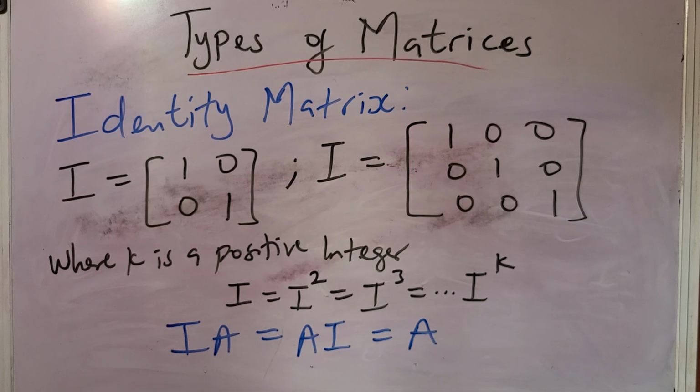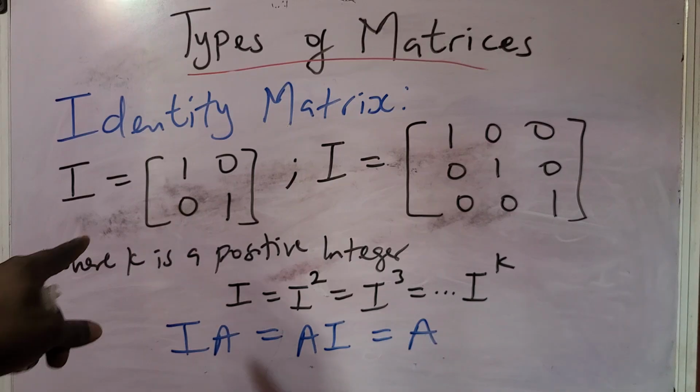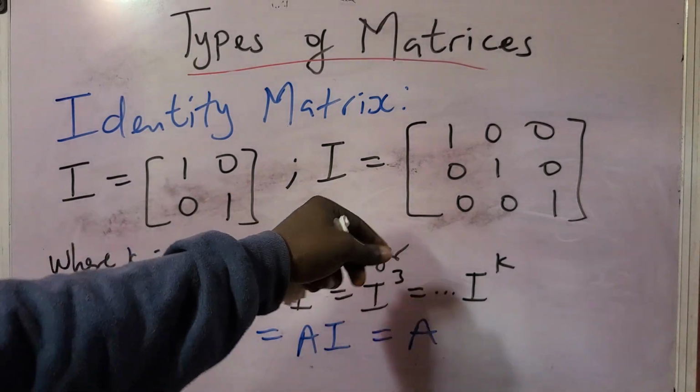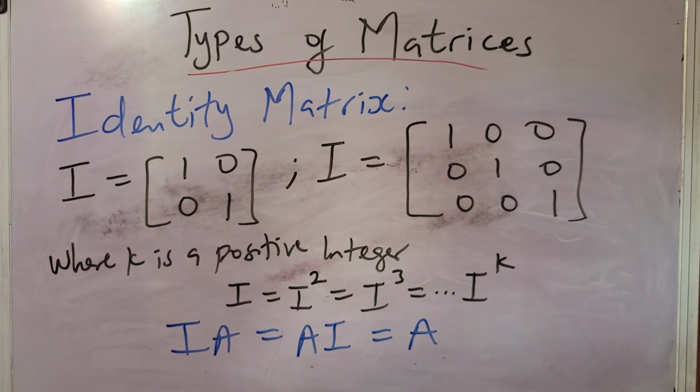All right, let's talk about the identity matrix, sometimes called the unit matrix. This is a very special type of matrix which has the elements of the leading diagonal as 1. All the elements of the leading diagonal are always 1, and every other element is 0. So what you can see right here is an identity matrix of order 2. This is an identity matrix of order 3.